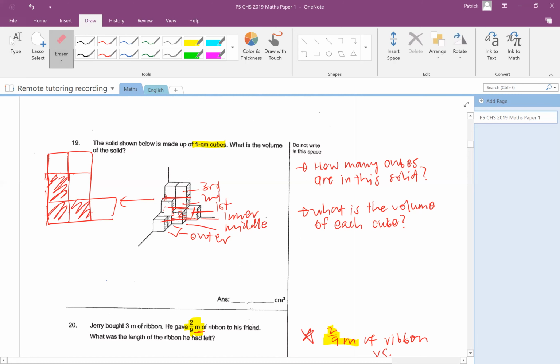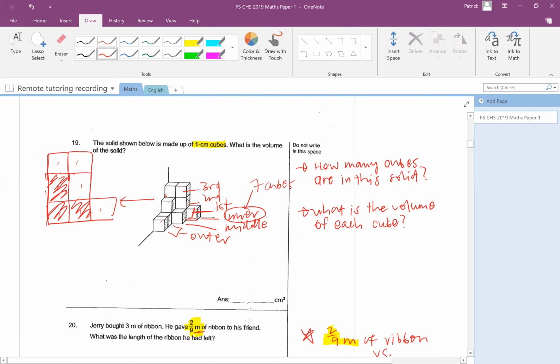So I'll just erase this to make it a little easier to see. Yeah. So this is the inner layer. Can you imagine this? Okay. So in the inner layer, how many are there? 1, 2, 3, 4, 5, 6, 7. So the inner layer has 7 cubes.